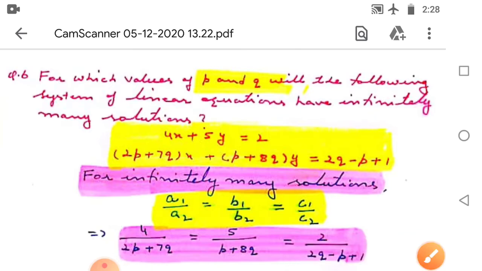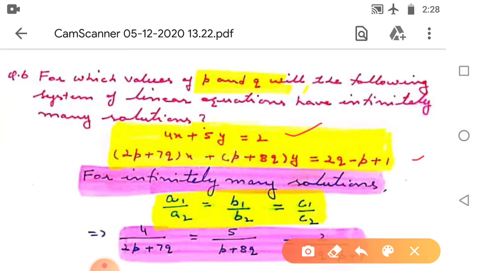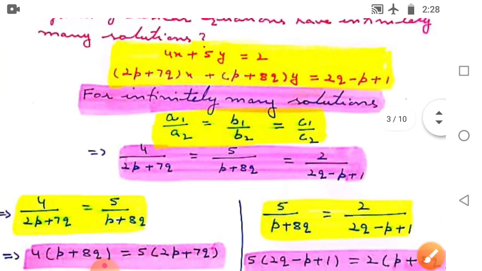So in front of us we have two equations, and for infinitely many solutions, the condition is a1 upon a2 is equal to b1 upon b2 is equal to c1 upon c2. This is for infinitely many solutions. Clear?